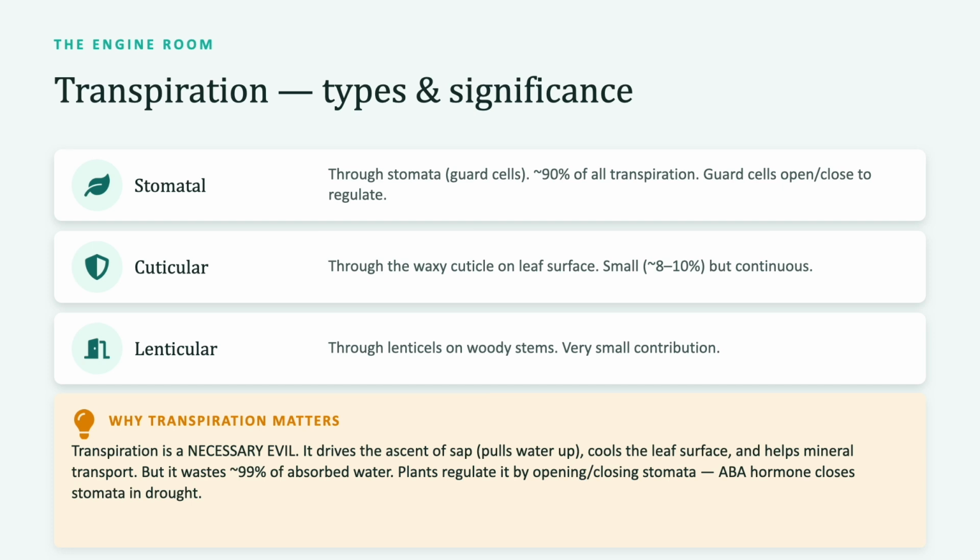Now, NCERT famously called transpiration a necessary evil, and the phrase is a favorite in exams. It is evil because the plant wastes about 99% of the water it absorbs, but it is necessary because it drives the ascent of sap, cools the leaf, and helps transport minerals. Plants manage this trade-off by opening and closing their stomata. In drought, the hormone ABA signals the guard cells to close, reducing water loss.